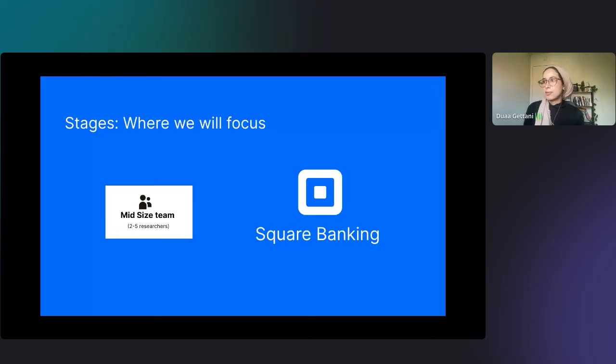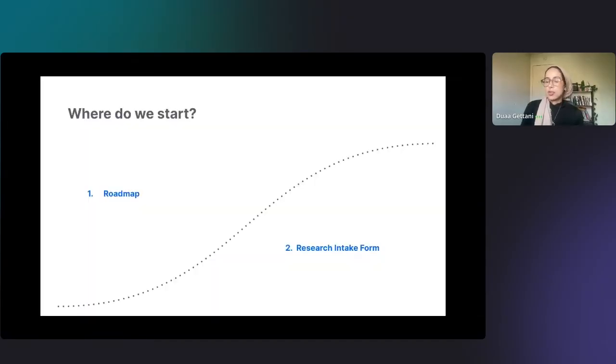The challenges here are that you may or may not have an ops person to help with structuring the projects, and there are still challenges with prioritizing and balancing projects, prioritizing the right projects and consulting on other projects. So where do we start?